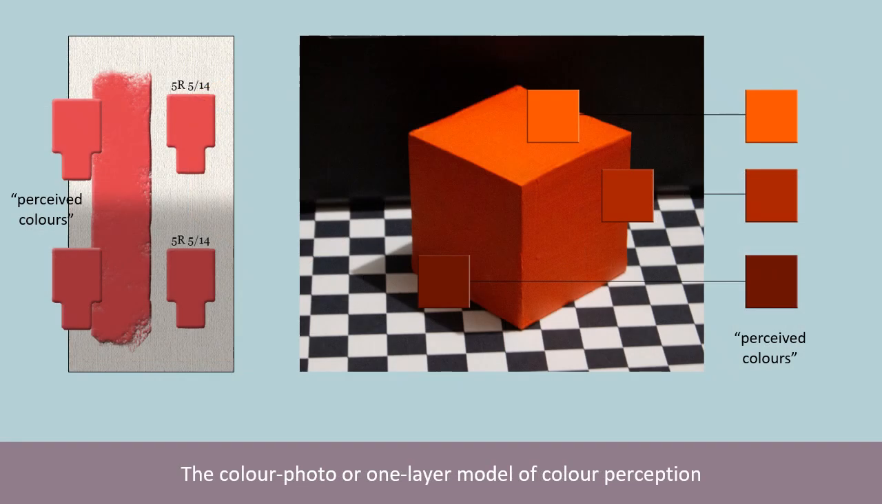This layered model contrasts with the view of colour vision that I'll call the colour photo or one-layer model of vision, which I've encountered widely among experienced colour educators and other colour specialists. The usually unspoken premise of this model is the seemingly common sense idea that we perceive a single colour at each point in the visual field, like in a colour photograph.